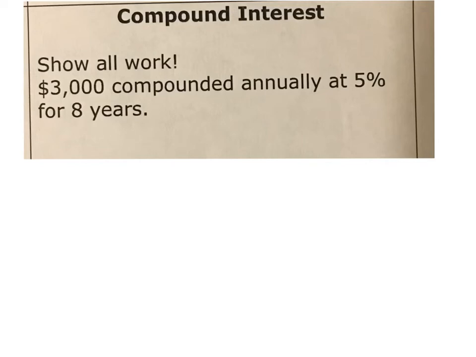All right, moving on. Next one is compound interest. Your formula is A equals P parentheses 1 plus R with an exponent of T. So you are going to do the same thing that you've been doing.